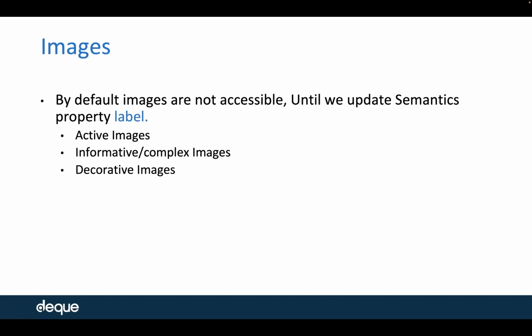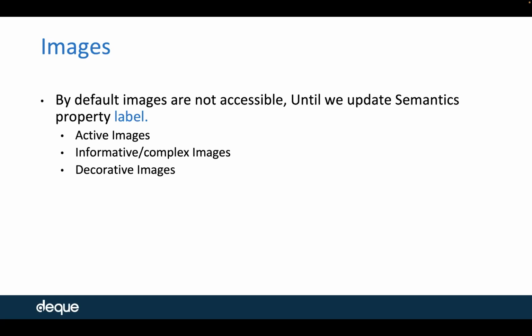Next, as we discussed, images. If you want to make images accessible, we need to set alternative text for each and every image. We can use images as active images, so we can add some gestures to the image and then that image will act as a button. Or if you have informative or complex images, the image has some information which is meant for all users, and to make it accessible we have to update the alternative text for that image. And next are decorative images. In all these cases, we have to make the images accessible.